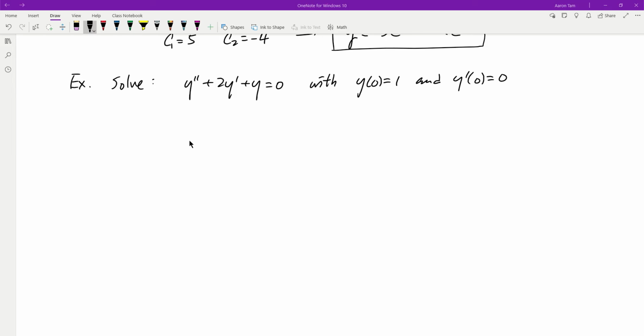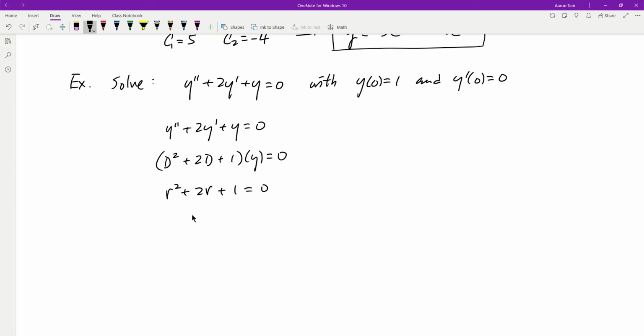Once again, it's pretty straightforward. This is my differential equation. What I'm going to do is rewrite that into differential operator form, and then I can write it into my characteristic equation. Notice that this one would factor into r plus 1 squared equal to 0, and therefore r equal to negative 1. Notice that that is a repeated root. We have the same root twice.